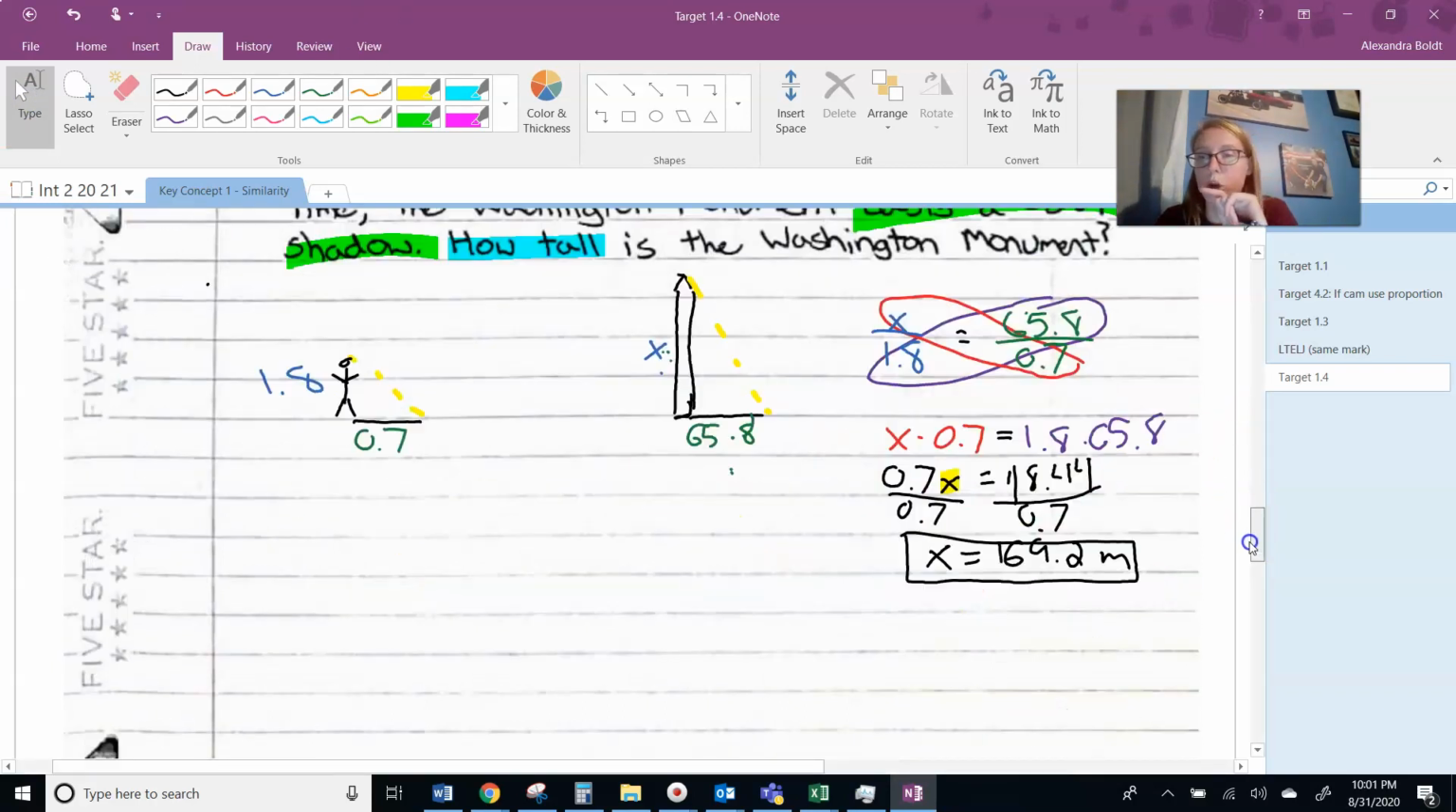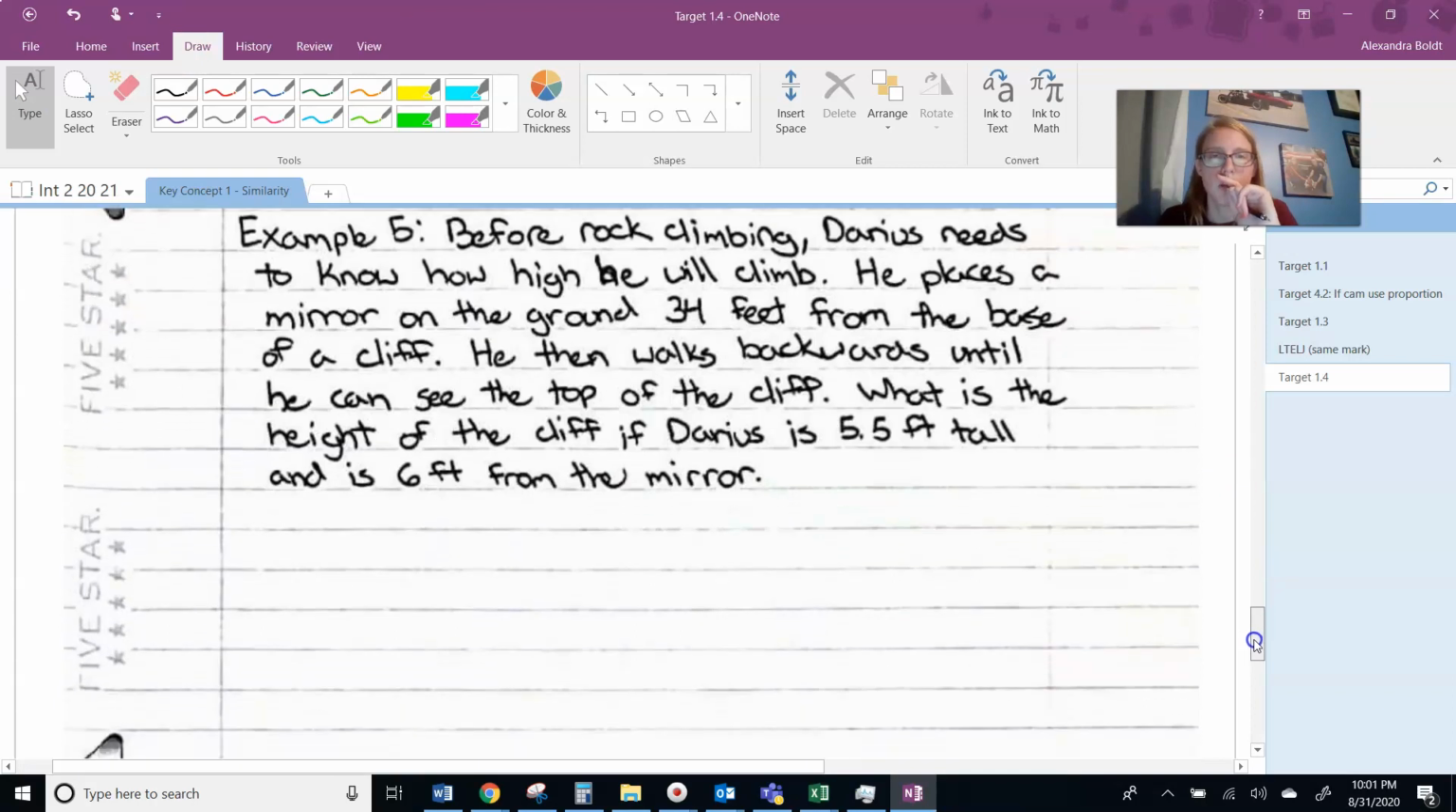All right, one last word problem. So here we go. Before rock climbing, Darius needs to know how high he will climb. He places a mirror on the ground 34 feet from the base of a cliff. He then walks backwards until he can see the top of the cliff. What is the height of the cliff if Darius is 5.5 feet tall and is 6 feet from the mirror? So I have a cliff. Here's my cliff. Okay.